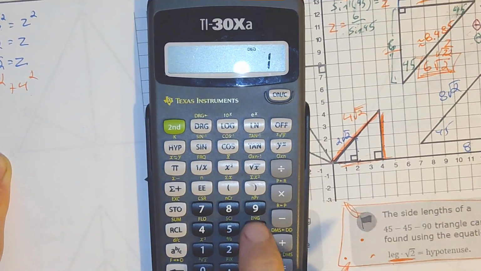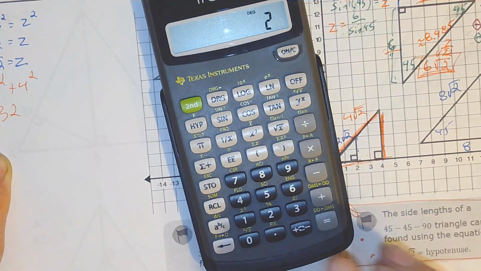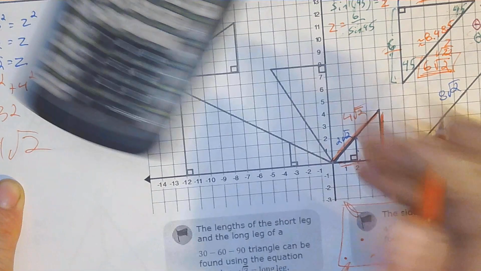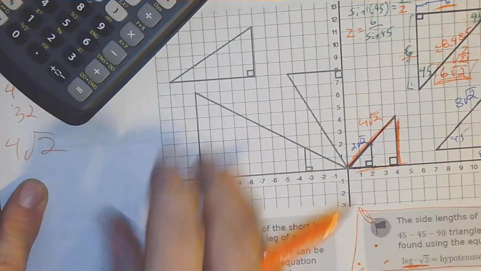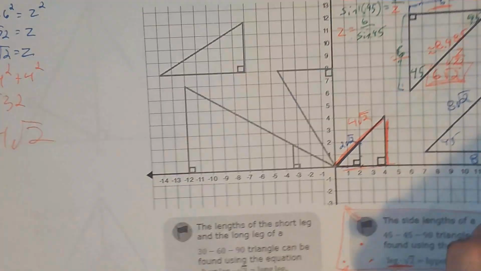16 plus 16 equals 32. 32 divided by 2 is 16. I'm going to take out the 4. Square root of 2. See? Every time, that pattern works out. Mathematically, it's always going to be the same.